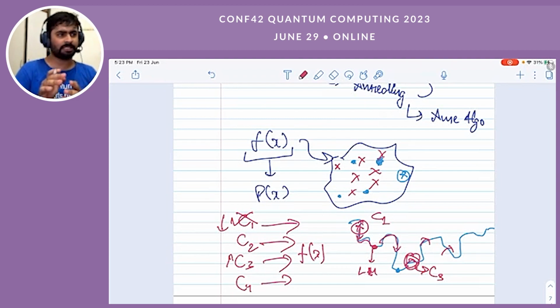Now we perform certain operations depending on what kind of evolutionary algorithm we are working with, in order to ensure that more candidates in the next generation are towards C3, right?